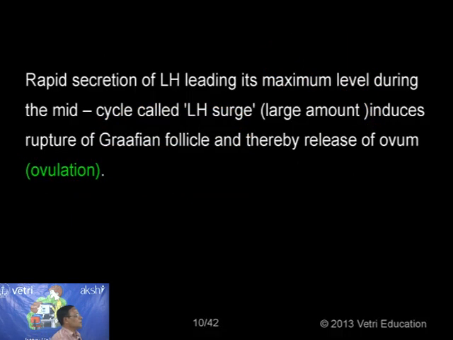So rapid secretion of LH leads to its maximum level during the mid-cycle, known as the LH surge. There is nothing but a large amount. The peak level of that hormone is reached on day 14. And because of that surge level of LH hormone, what will happen? It induces the follicle, namely the Graafian follicle, to rupture.